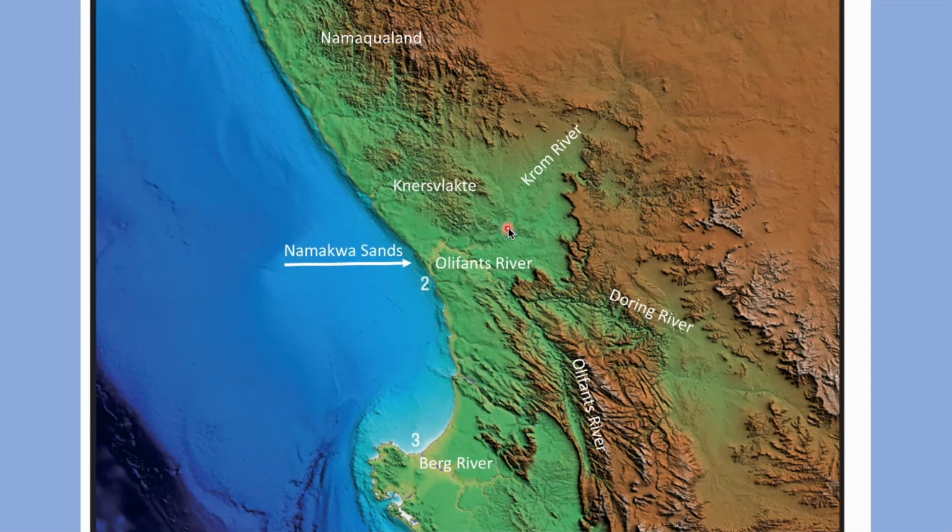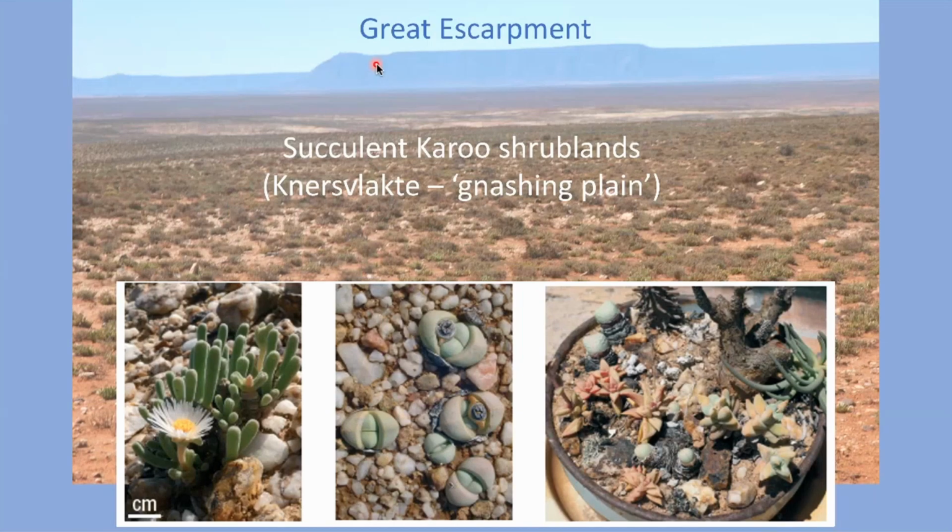Right, so now we're going to continue going north. We're going to go through an interesting area, the Kneftvlekte, and then from there up into Namaqualand. So the Kneftvlekte is Afrikaans for gnashing plain. It's the word to describe the sound of the wagon wheels as the voortrekkers made their way across the coastal plain. You can see these patches of sort of white stone gravels on the surface.